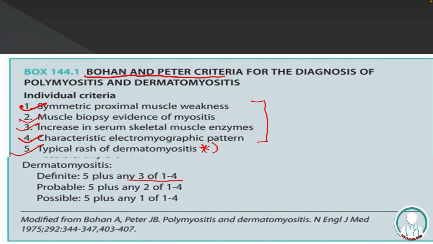first four criteria. For the probable diagnosis of dermatomyositis, the typical rash of dermatomyositis must be present along with any two of the first four criteria. And for the possible diagnosis of dermatomyositis, the typical rash of dermatomyositis must be present along with any one of the criteria from the first four.